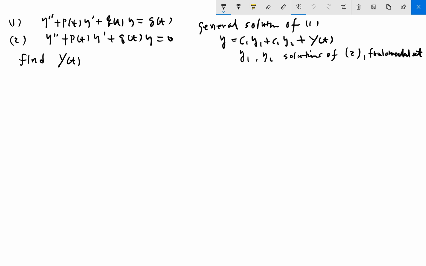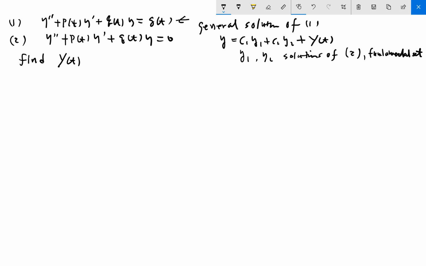Okay, in this video, we continue to solve equation 1, which is a second order linear non-homogeneous equation. Equation 2, with g of t equal to 0, is called the corresponding homogeneous equation. In the previous video, we learned to solve equation 1, or say find the general solution of equation 1.